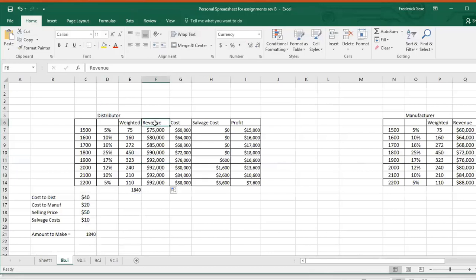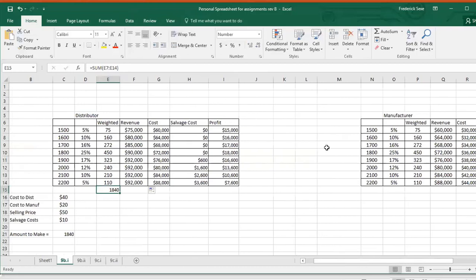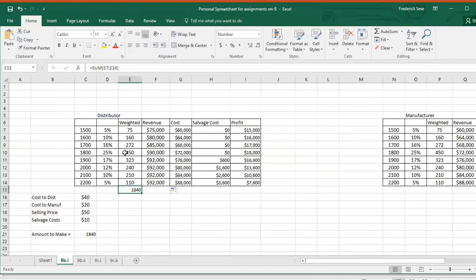So the key thing to remember is the revenue is based upon how much the distributor orders. Now, in a minute, we're going to look at when we do the make to stock, we're going to do the same thing on the manufacturer side. But for now, we're going to deal with the distributor. So now we have this here. We have the cost, which is based upon how many is purchased. Okay, then we add the salvage cost back in. Okay, this is important. And so this is the profit.